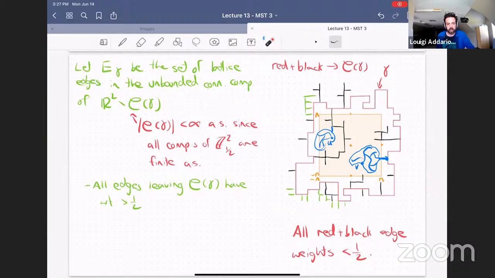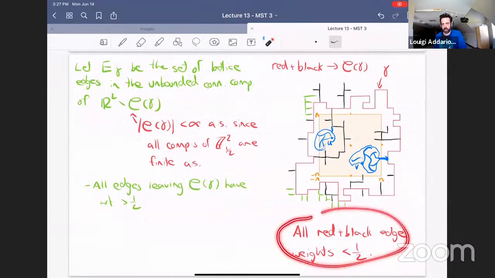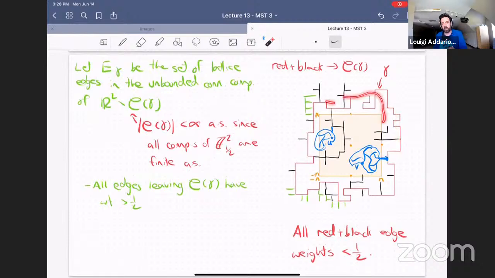There's another question in the chat: is this closed circuit part of the original graph or in the dual? All of the red and black edges have weights less than a half, so they're open edges, if you like. The point is that invasion percolation likes small weight edges, so once it gets into this component, it's going to be happy for a while. It's going to explore within the component until it is forced to leave.